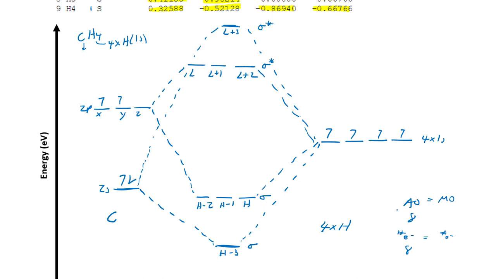And here we have 8 atomic orbitals that give us 1, 2, 3, 4, 5, 6, 7, 8. So we've conserved our orbitals, and now we can fill in the electrons, and I'll go ahead and do that in a different color. We can go 1, 2, 3, 4, 5, 6, 7, 8.